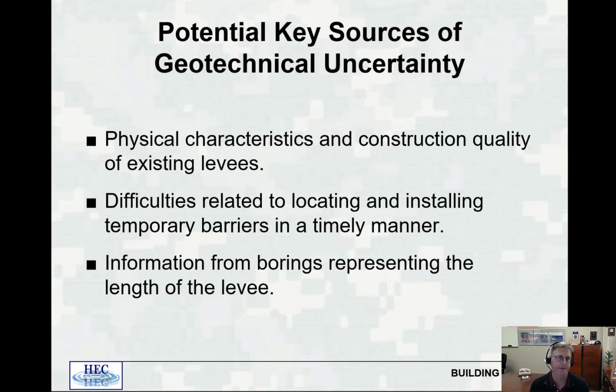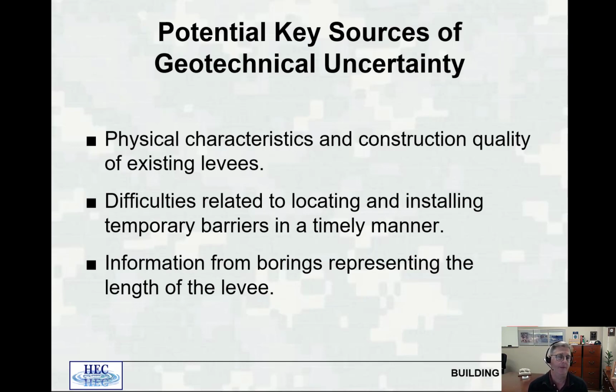Geotechnical uncertainty, physical characteristics and construction quality of the levees. Do we know those with certainty? Generally, we don't. There's just too much history in those levees to know exactly how they were constructed, when they were constructed. There's also difficulties related to locating and installing temporary barriers in a timely manner. And then information from borings representing the length of the levee.